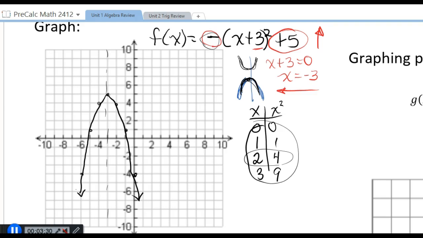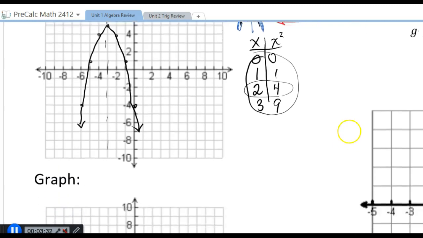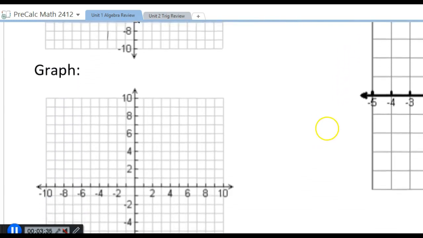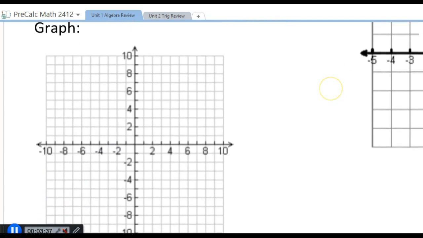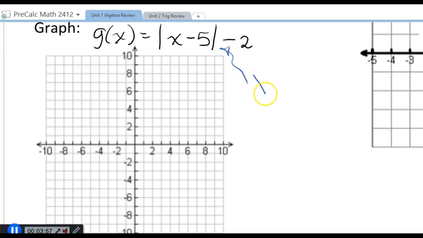So let's go on ahead and try another example with a different parent function. So let's say we want to graph g of x, where g of x is equal to the absolute value of x minus 5, close the absolute value, minus 2. And again, we're going to do the same thing that we did last time and talk about the parent function. And we're going to see that our parent function is the absolute value. So we know it's going to look like a V. Because we don't have any reflections, it's going to be looking at an upward V.